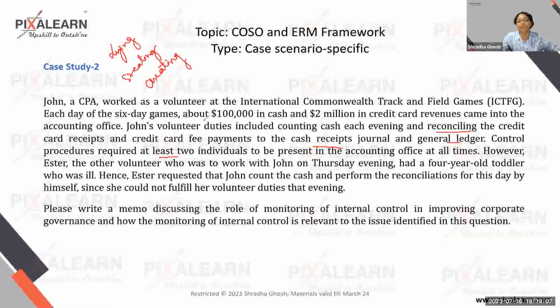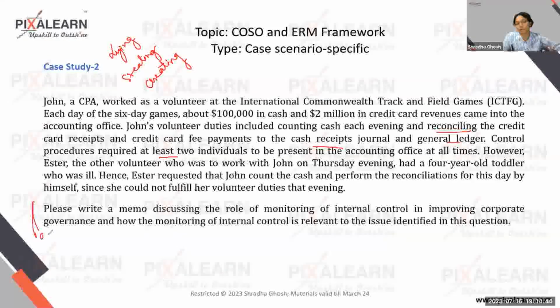That's why one of the most important processes is segregation of duties and having at least 2 people observing the cash count, so that even if one is weak on ethics, there is another who acts as a deterrent. So you've taken 2 volunteers on board. However, Esther, the other volunteer who was at work with John on Thursday evening, had a 4-year-old toddler who was ill. Hence, Esther requested that John count the cash and perform the reconciliations for this day by himself, since she would not be available to do her part of the duty.